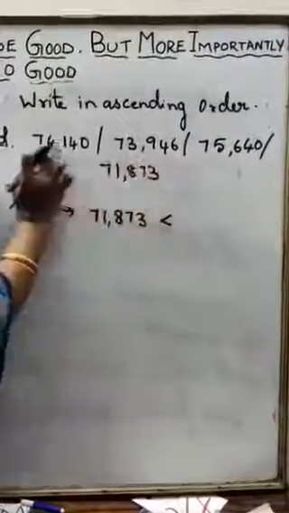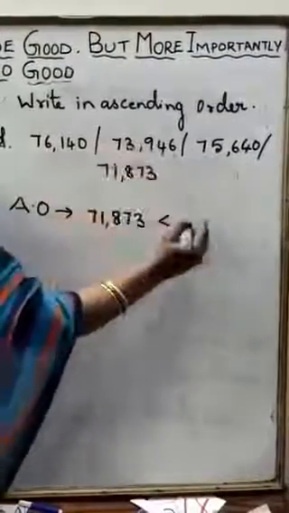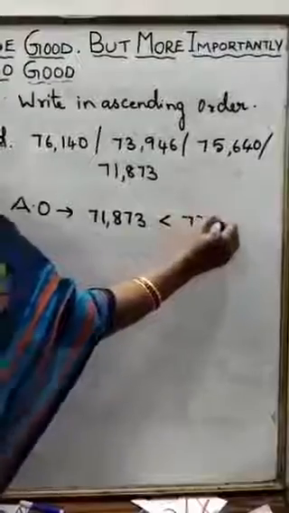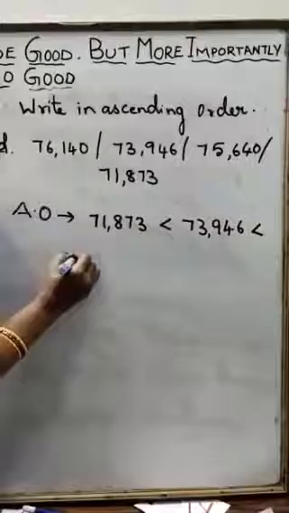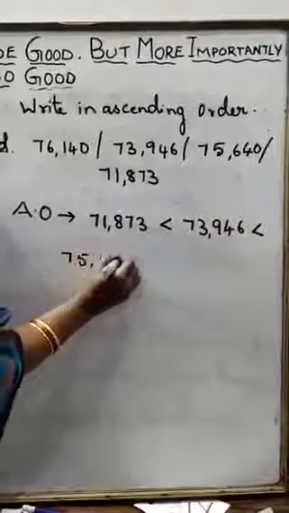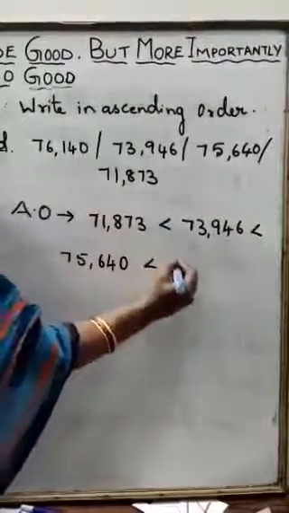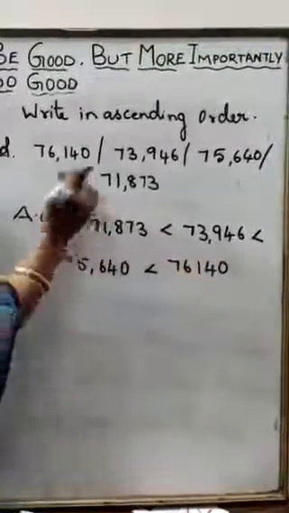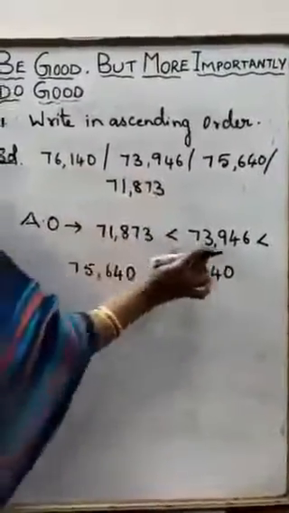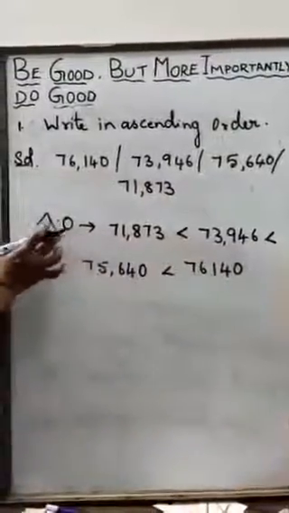And the next smallest from among these three is 73,946. The next smallest is 75,640. And the next one is 76,140. We have arranged all the four given numbers from the smallest to the largest, which is called ascending order.